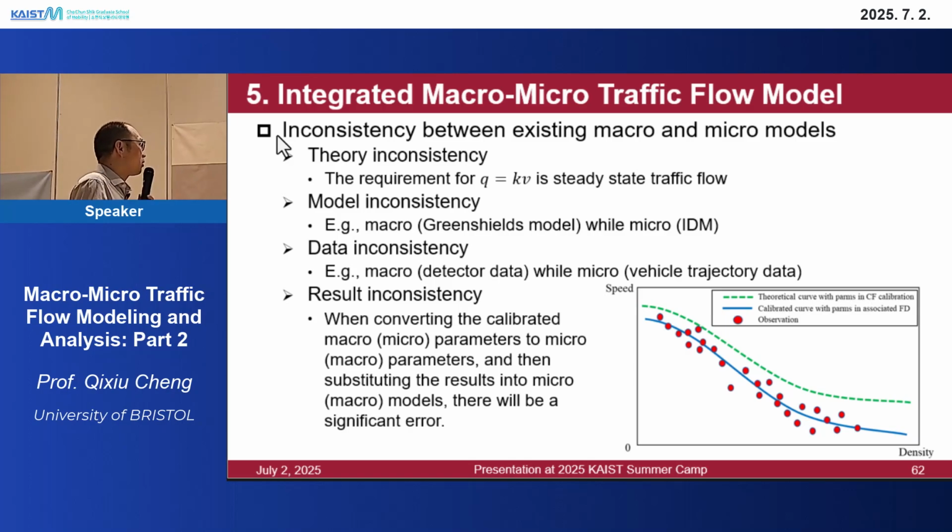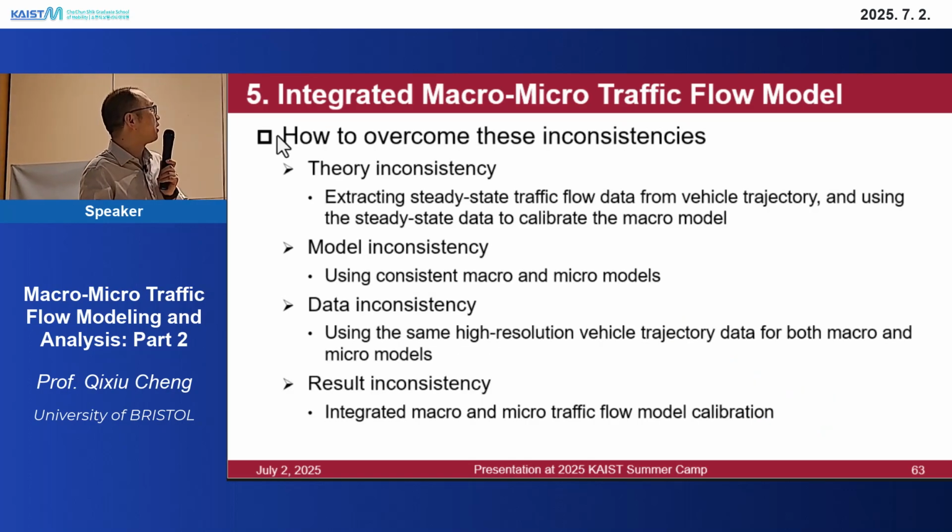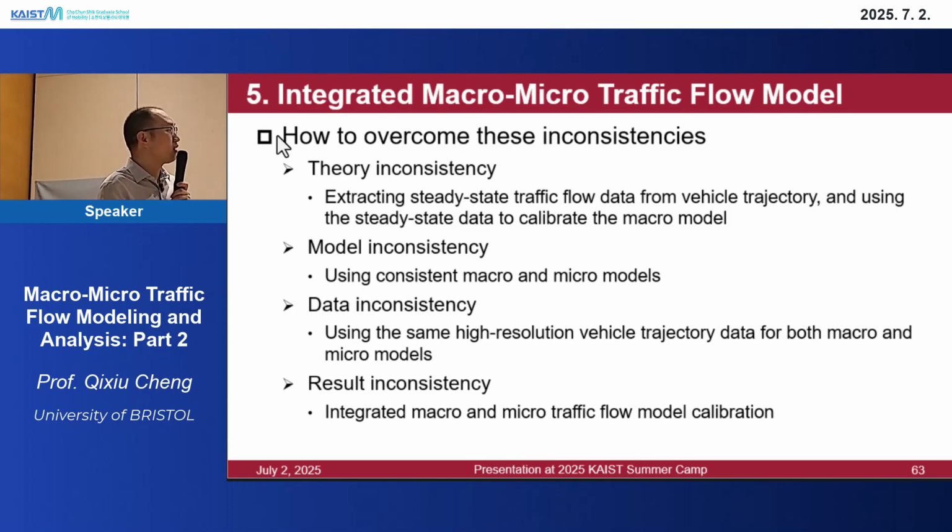So based on this motivation, how to overcome this inconsistency? For the theory inconsistency, we need to extract the steady state rather than use the whole data set for the macro fundamental diagram. We will use a machine learning approach to extract the steady state traffic flow data. And for the model inconsistency, of course, we should use a consistent model. For the data inconsistency, we should use the same high resolution vehicle trajectory data.